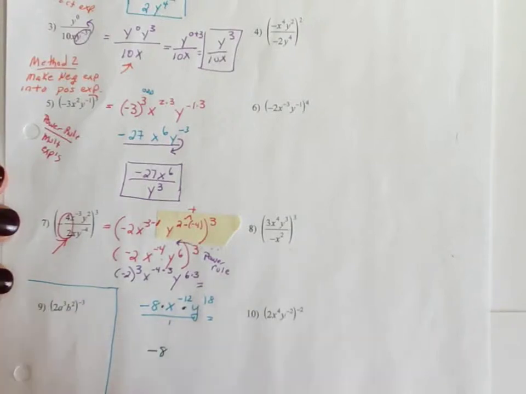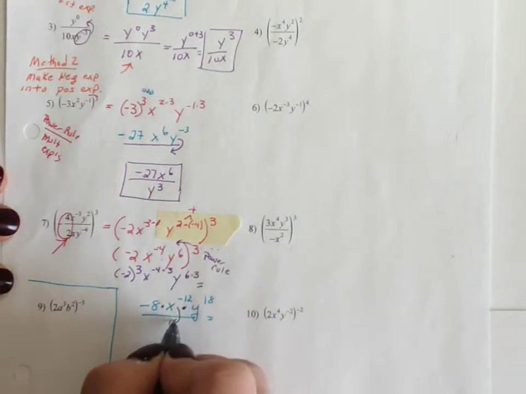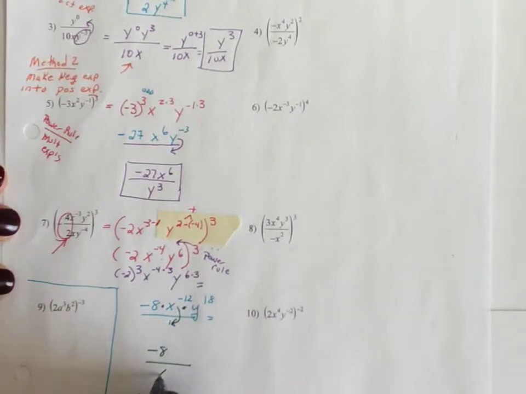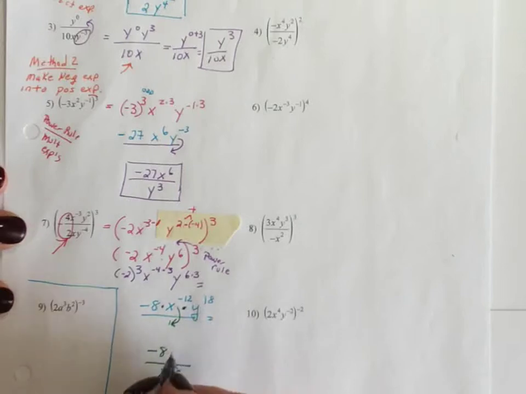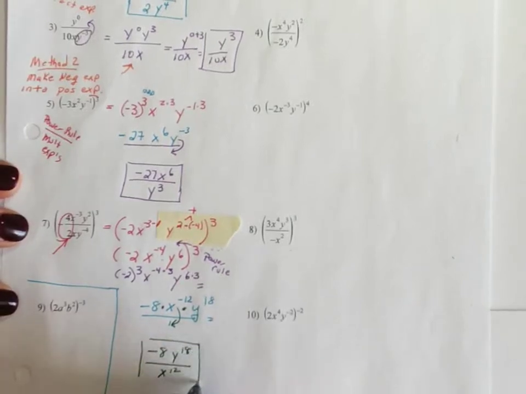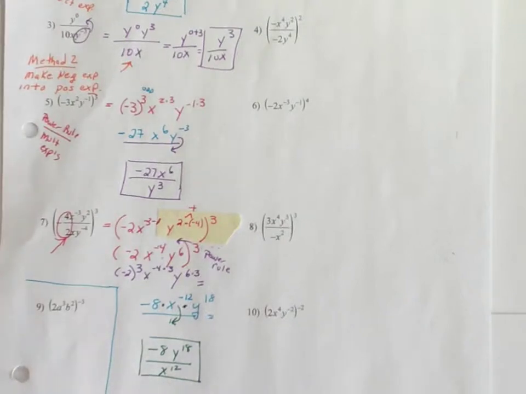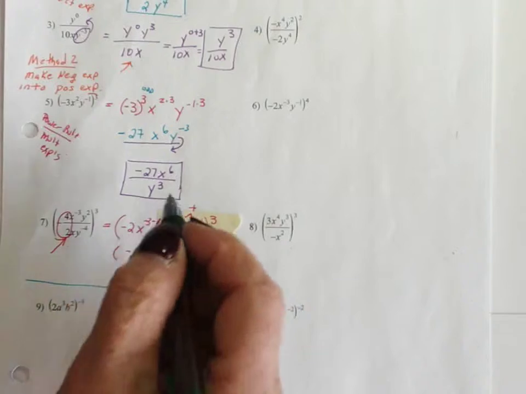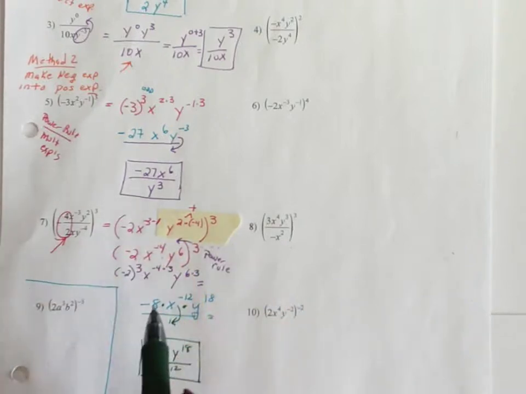Okay, so in the numerator I have negative 8. This has to go to the denominator, x to the 12. And now y to the 18th is happy where it is. So when you're doing these problems, just simply do them step by step and don't try to rush it.